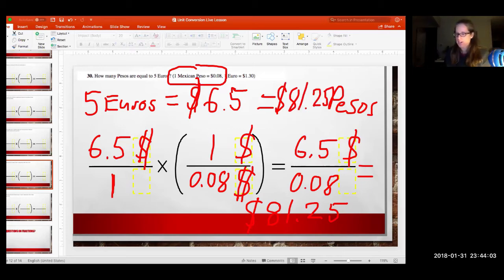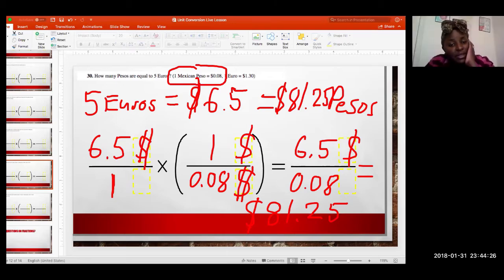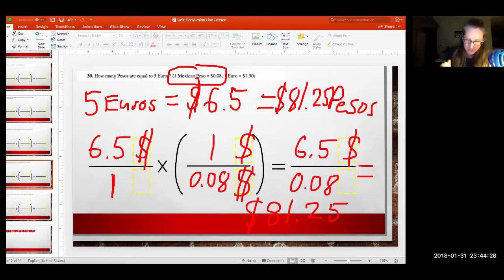81.25. All right. So that one had 2 steps. We had to convert it to dollars and then convert it to pesos. And I can promise you there's going to be a problem like this on the test. And this is one that people trip up on quite often. So do you guys want to try another one? Or are we good for tonight? No, please, can we try another one? Okay, we'll try another one.